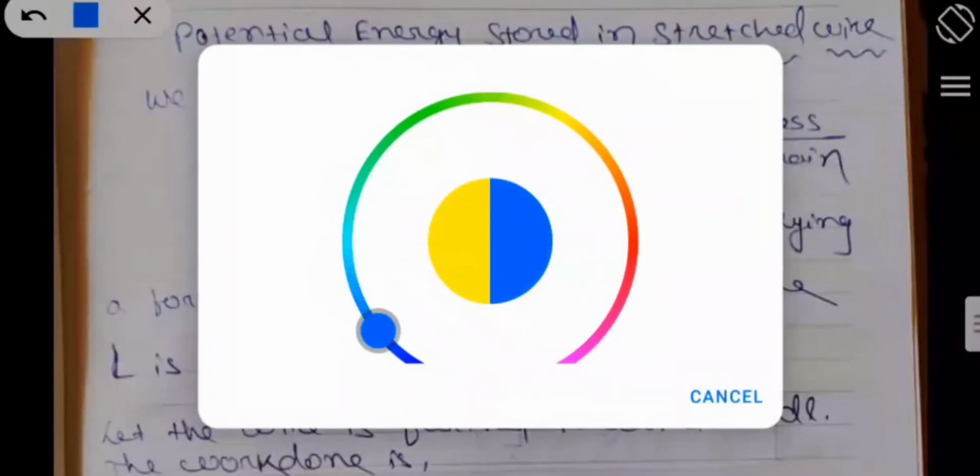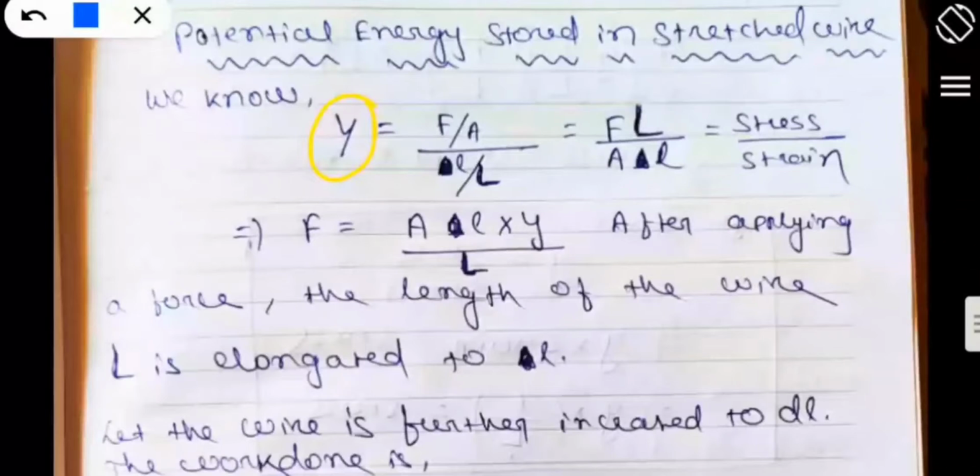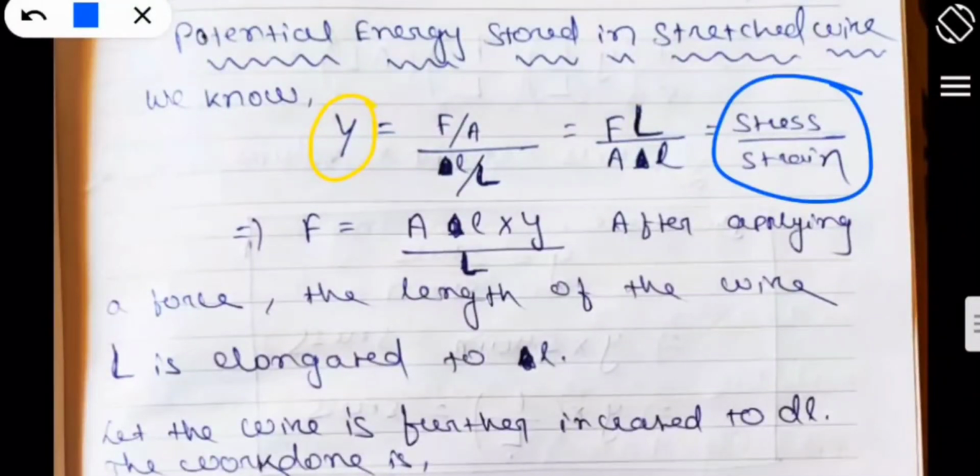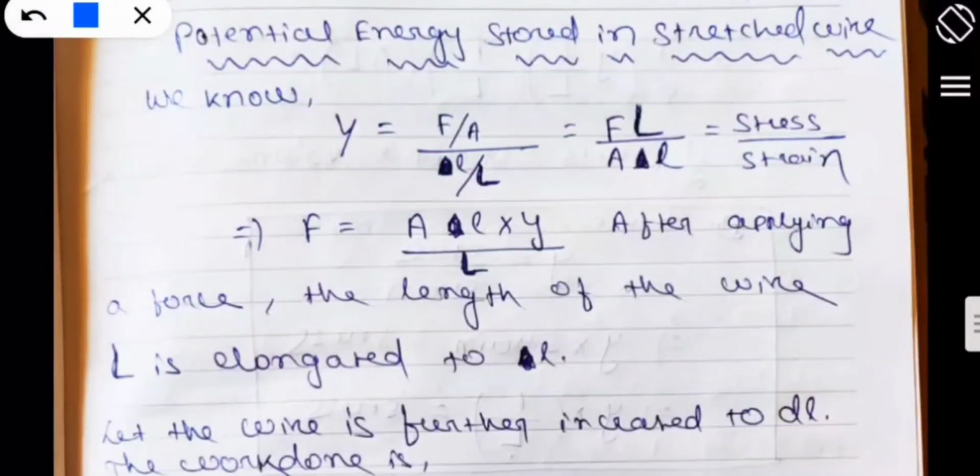In that particular one, we know the formula: Y equal to stress upon strain. So what is stress? Stress is force upon area, divided by strain. Now here let us take a small change, that is, let us take the original length as capital L and the change in length as small l.